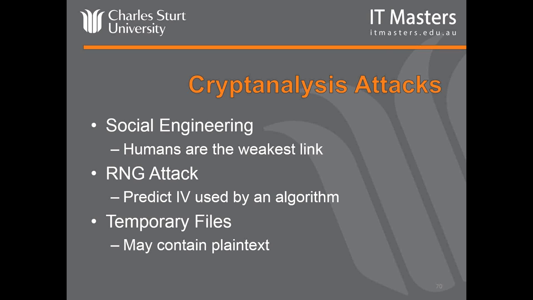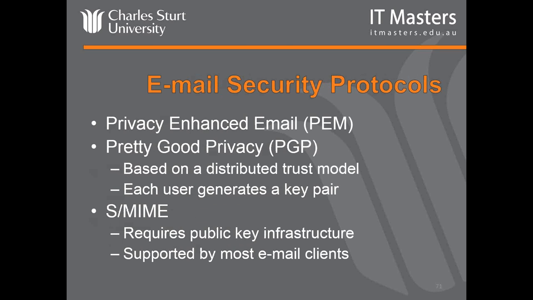link. It's the old hit someone with a hammer until they tell you what they don't want to tell you. At the end of the day, people are the weakest link in all of this. Then there are RNG attacks and temporary files. For instance, if we look at TrueCrypt, one of the problems it had was memory files, that people could actually grab the key out of memory until they updated and fixed that.